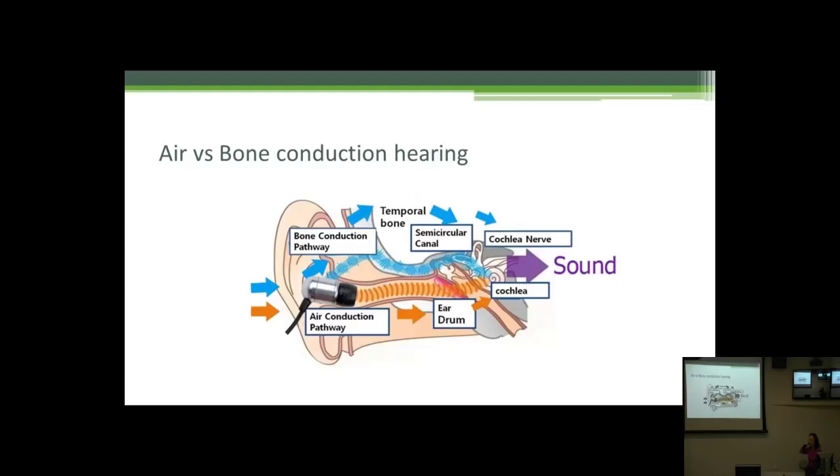The way we truly test if they truly have sensory neural hearing loss is by doing this bone conductive study. That we can guarantee will be very accurate to tell us if they have true hearing loss or if it's just a conductive type of loss.